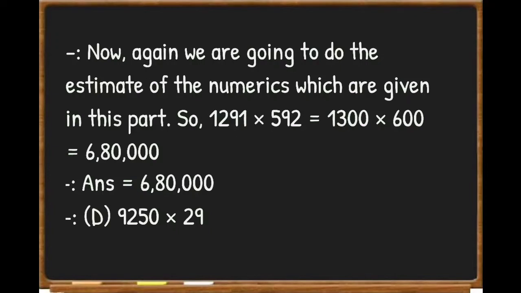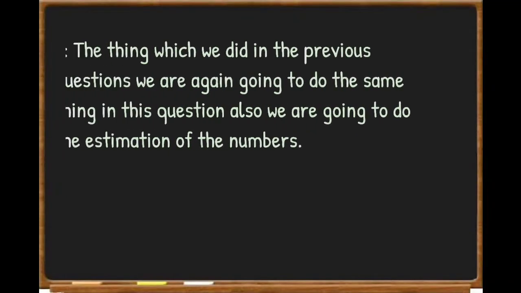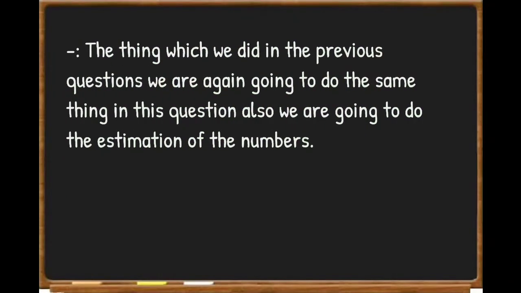So our question is 9250 multiplied by 29. The thing which we did in the previous questions, we are going to do the same thing, which means we are going to do the estimation of the numbers. First we are going to write down the numbers as they are, which means 9250 into 29.